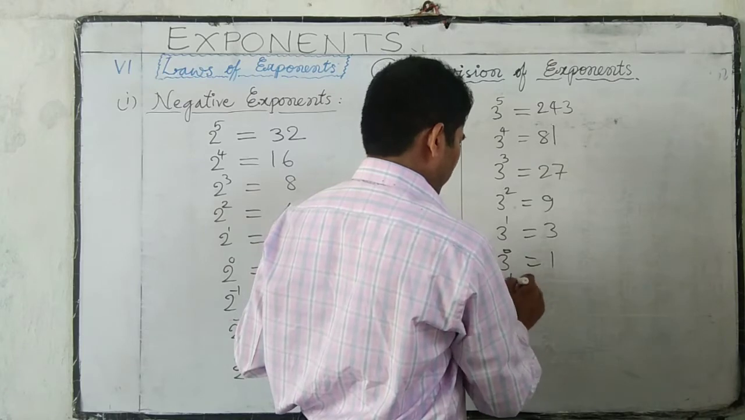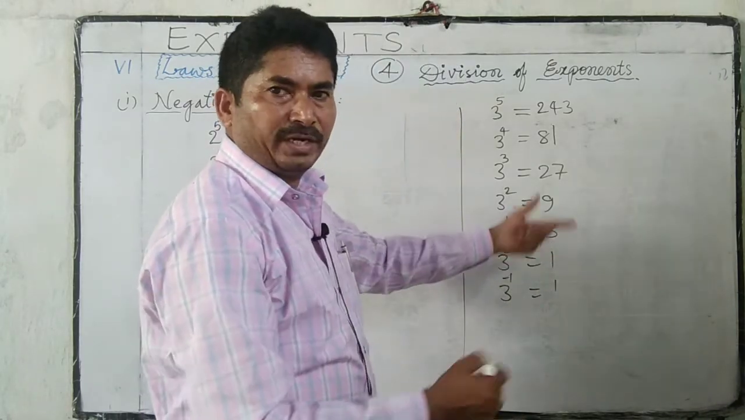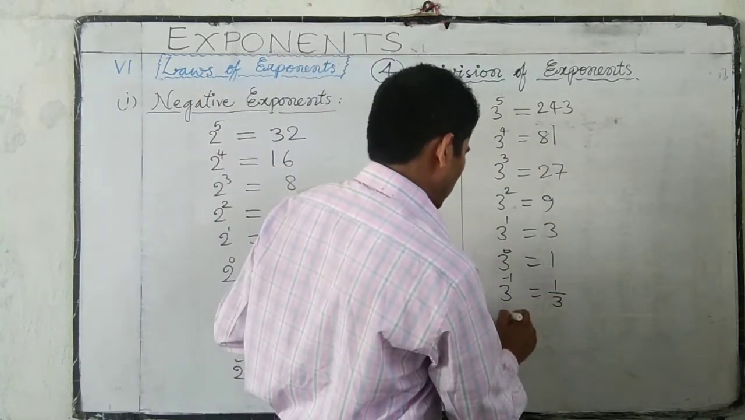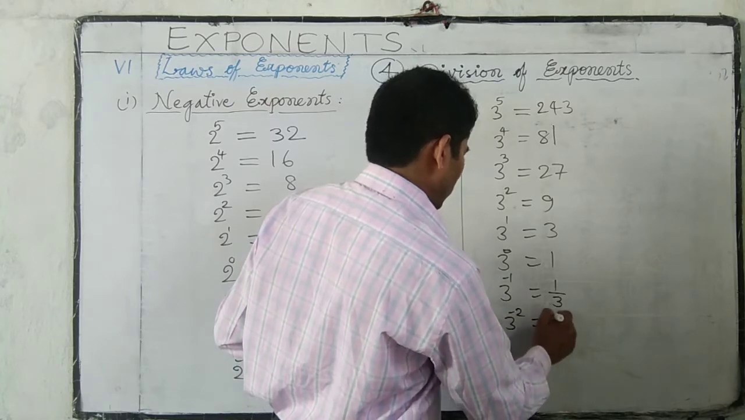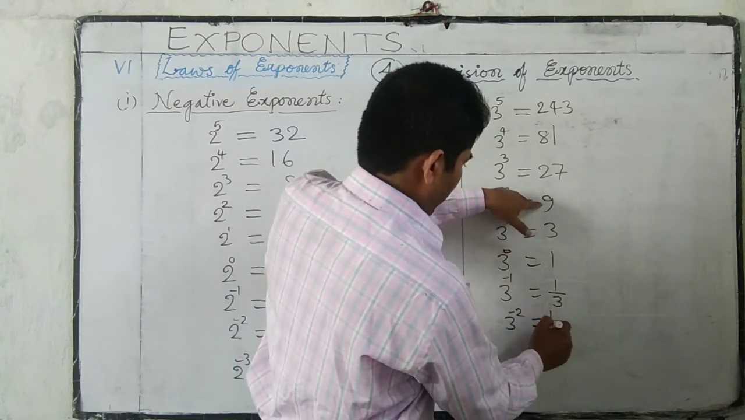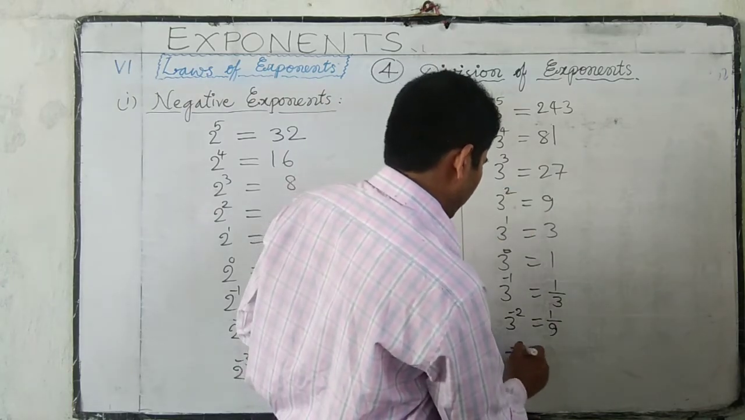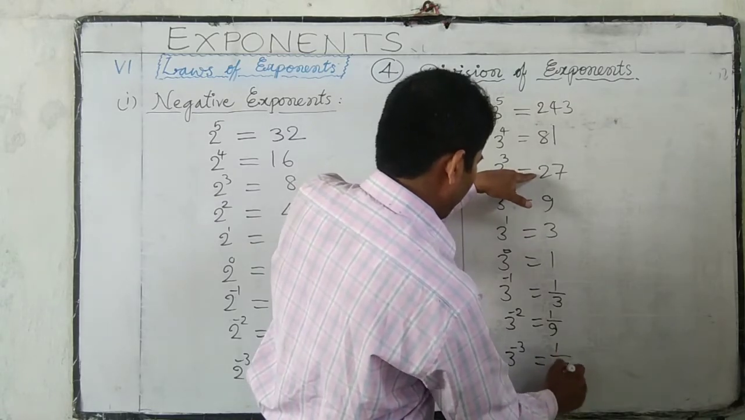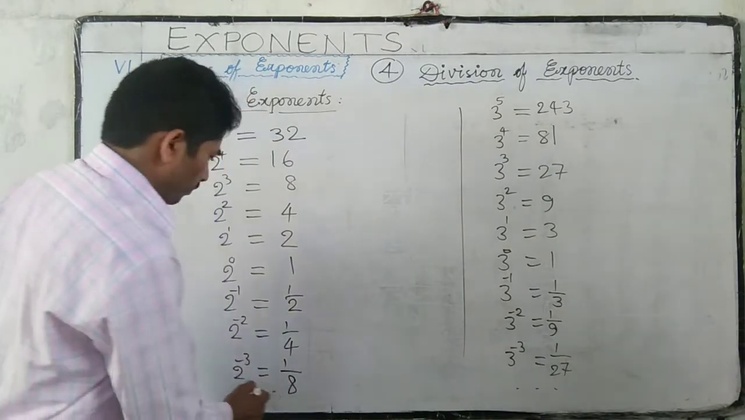3 to the power of minus 1 is equal to 1 by 3. 3 to the power of minus 2 is equal to 1 by 9. 3 to the power of minus 3 is equal to 1 by 27. So like this we can continue.